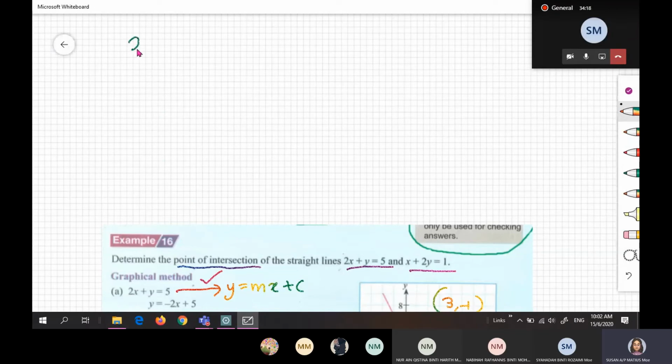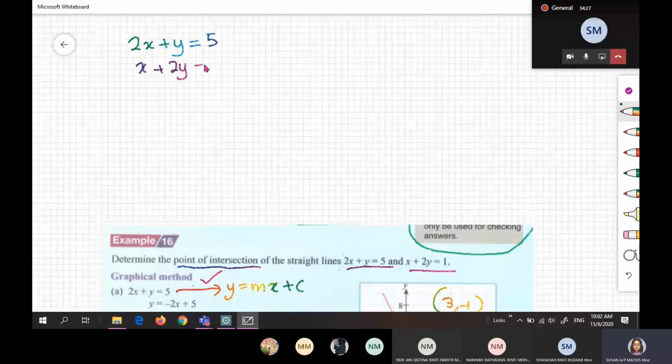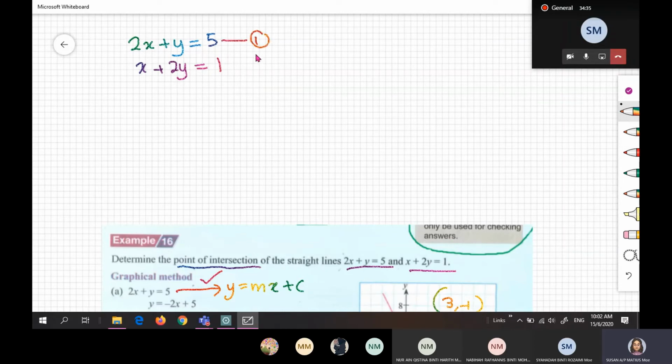Okay, you have 2x plus y equivalent to 5. Then you have x plus 2y equivalent to 1. So you have two methods. You can use substitution, you can use elimination. So maybe I would like to try substitution first, or maybe elimination. Anything will do, guys, so no worries.